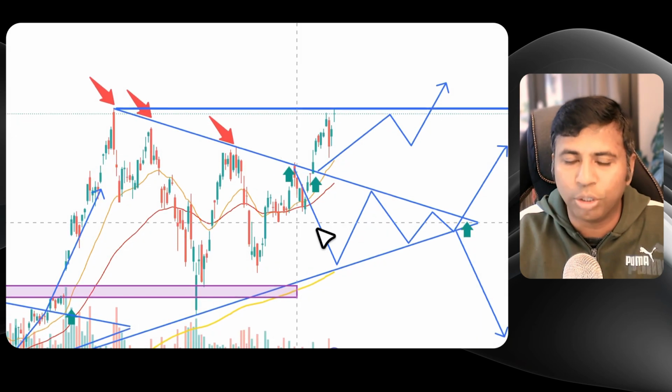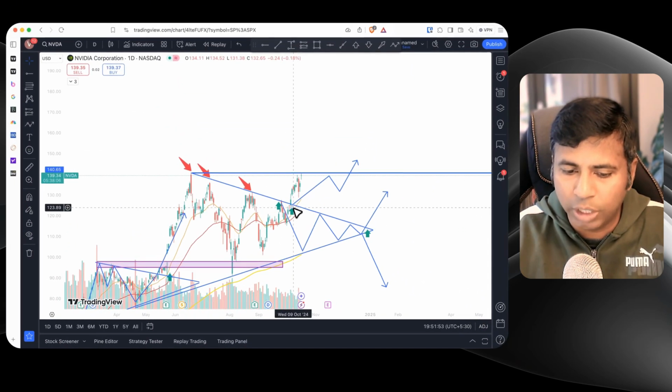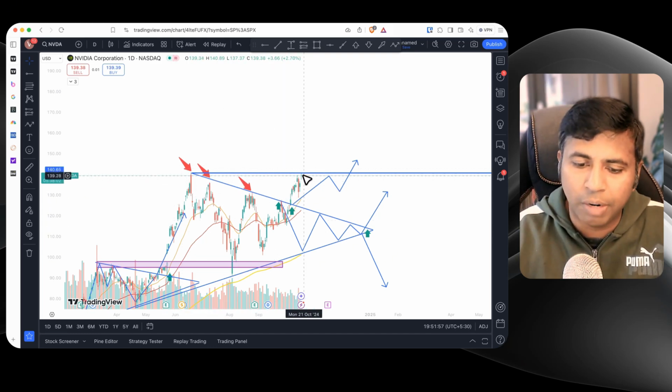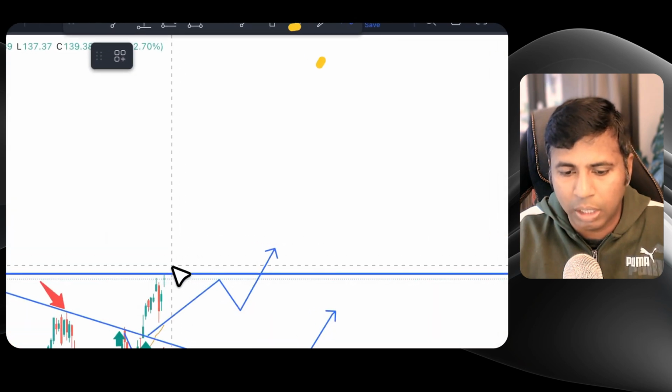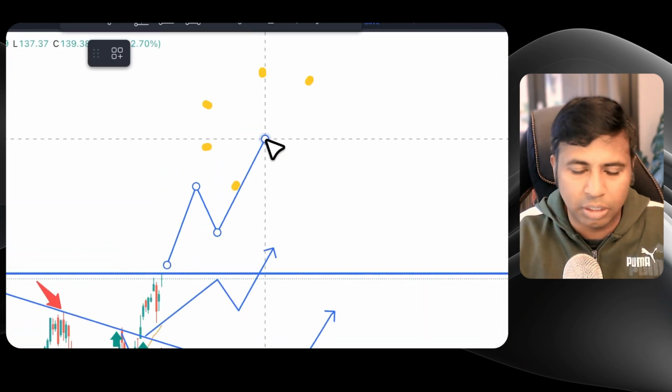It had a few months of correction, but the buyers have been entering, and once it gave a breakout from this triangle, it has been moving higher, and if it crosses this particular level, the momentum might take it further in the upside direction. This is what might happen. That is one scenario.